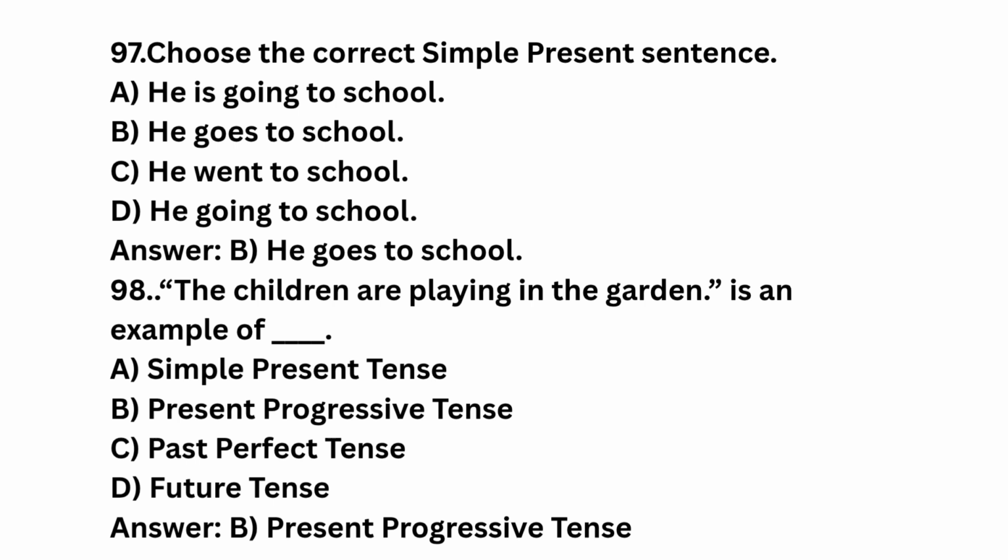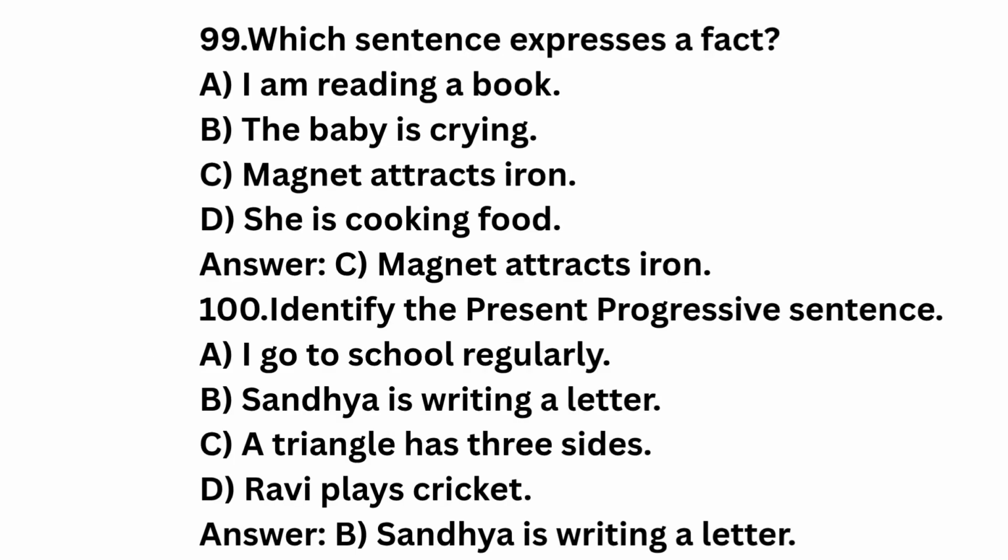"The children are playing in the garden" is an example of simple present tense, present progressive tense, past perfect tense, future tense. Answer: present progressive tense. Which sentence expresses a fact? I am reading a book. The baby is crying. Magnet attracts iron. She is cooking food. Answer: magnet attracts iron.